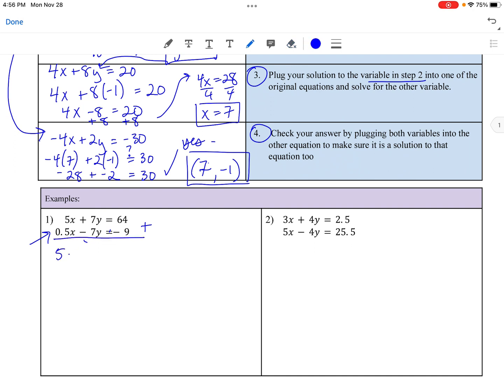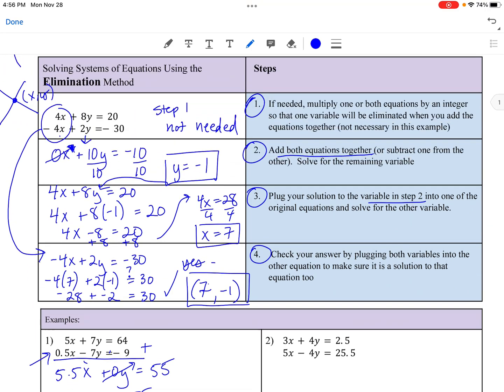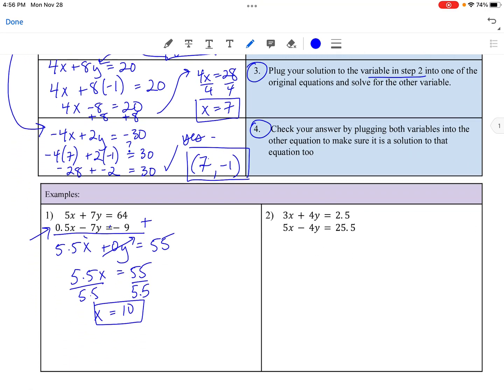5x plus 0.5x is 5.5x. 7y plus negative 7y is 0y. 64 plus negative 9 is 55. The 0y will just disappear, and we'll get 5.5x equals 55. Divide both sides, and I get x equals 10. Okay, so in this example, we did not have to do step 1. We'll do an example like that on the back page.